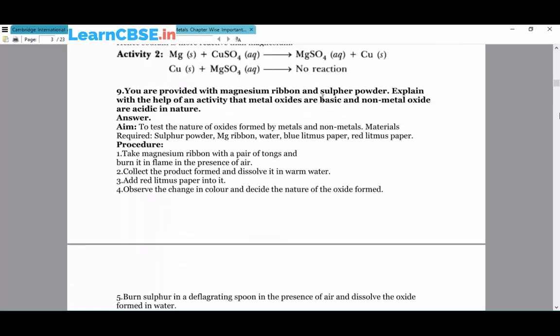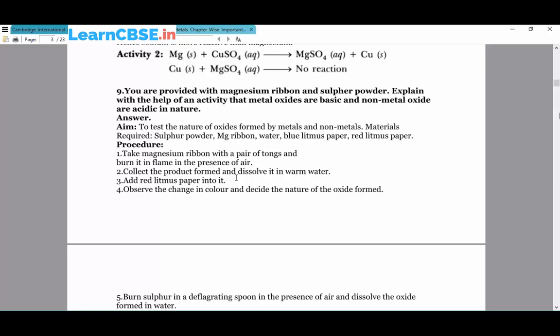You are provided with magnesium ribbon and sulfur powder. Explain with the help of an activity that metal oxides are basic and non-metal oxides are acidic in nature. The aim is to test the nature of the oxides formed by metals and non-metals. Materials required: sulfur powder, magnesium ribbon, water, blue litmus paper, red litmus paper. Procedure: take the magnesium ribbon with a pair of tongs and burn it in the flame in the presence of air. Collect the product formed and dissolve it in warm water.